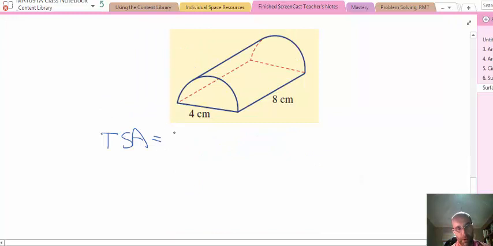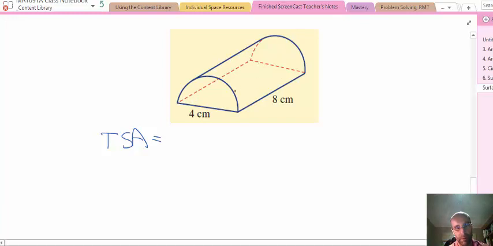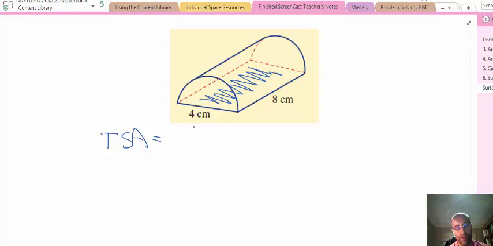One final example. This one's a little bit different. We can see that it is a bit like half a cylinder, and really that's largely true. So if we look at the surface area, we do have half a cylinder, but the question needs to be clear about whether we're including this bottom surface or not. So I'm talking about the base of it there.